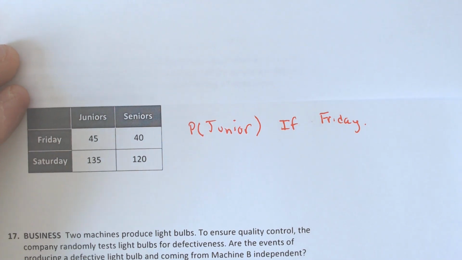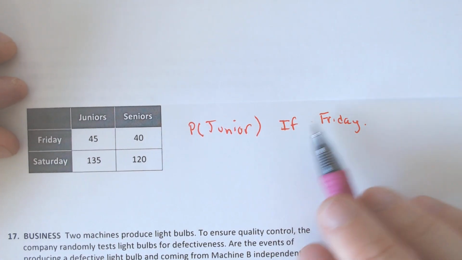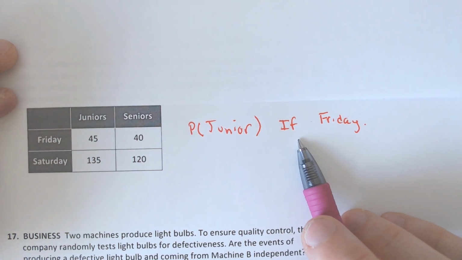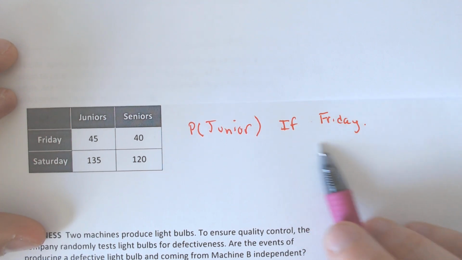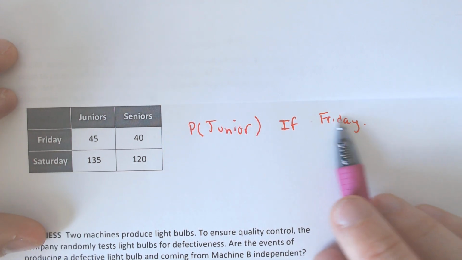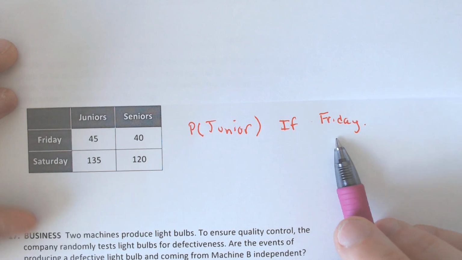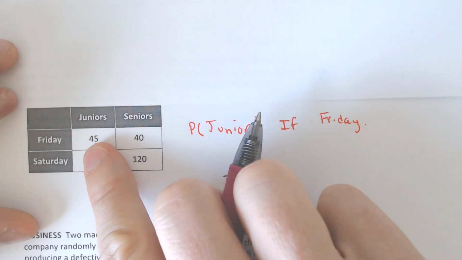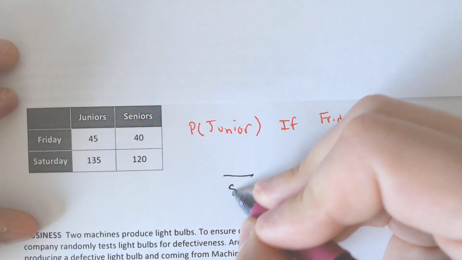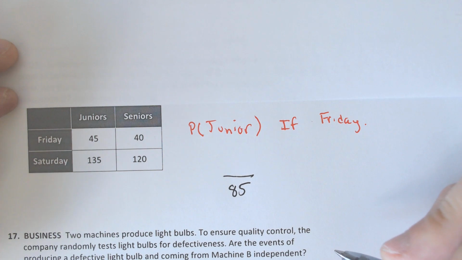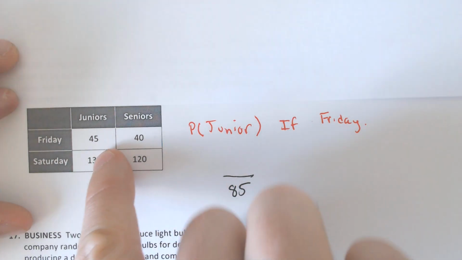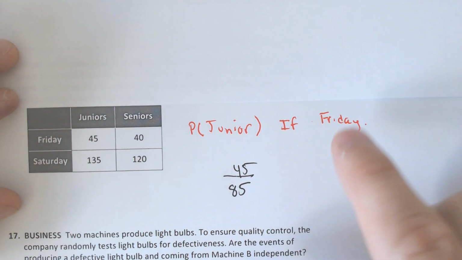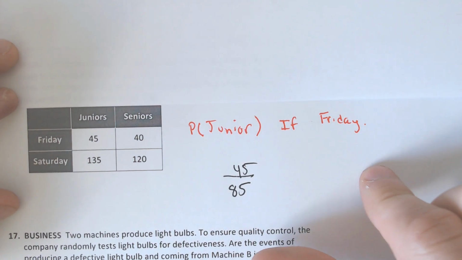Okay, I don't know what the actual problem is, but this "if" part is very important, because anytime you see "if" or "given," that would indicate to you that you are only going to have the Friday people, or the Friday stuff, as the total. So here, given that it is on a Friday, there is 45 and 40, meaning 85 total people there on Friday. And out of those, how many people are juniors? 45. So it is 45 out of 85 that are juniors if it happened on a Friday.